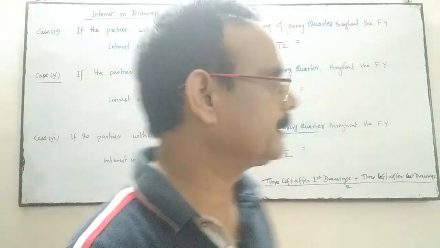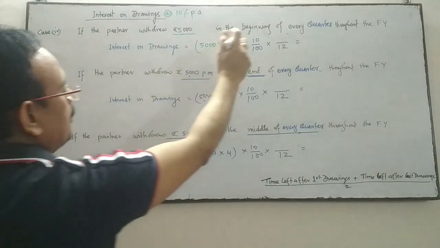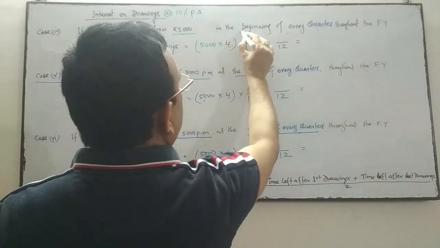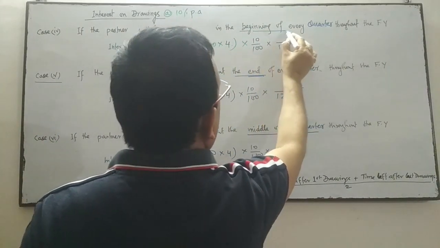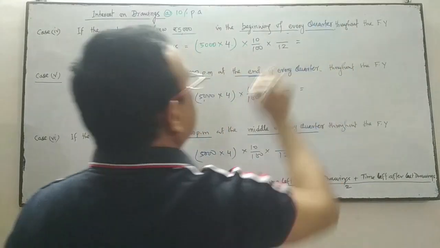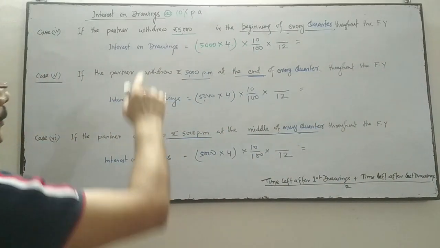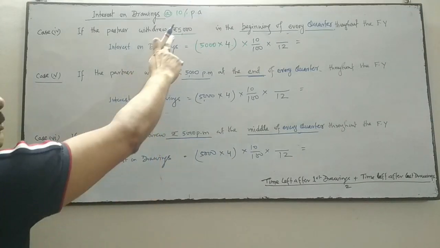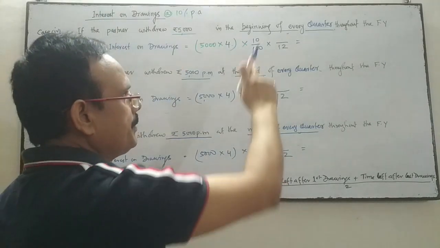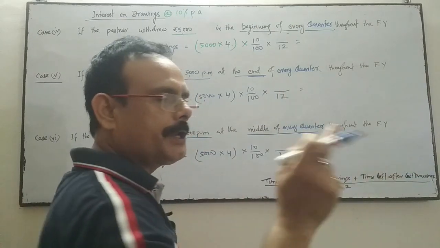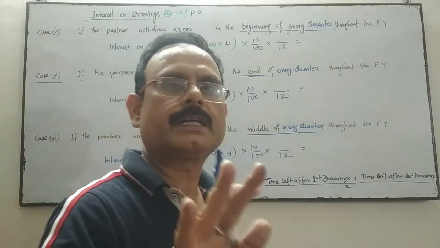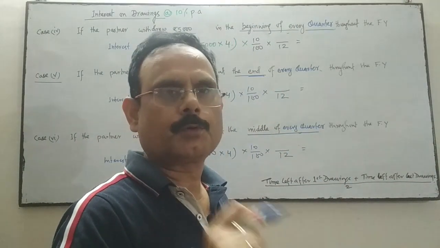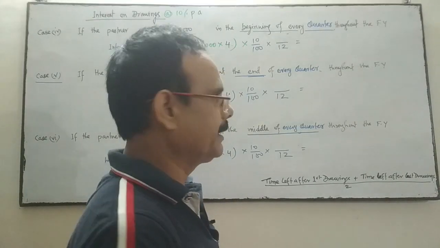First will be at the beginning of every quarter, throughout the year. Suppose the partner withdrew rupees 5,000 in the beginning of every quarter. There are 4 quarters in a financial year.